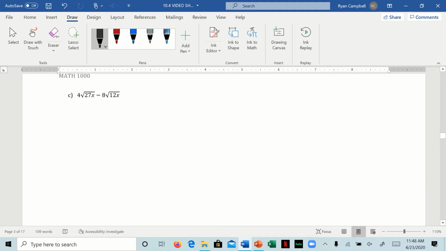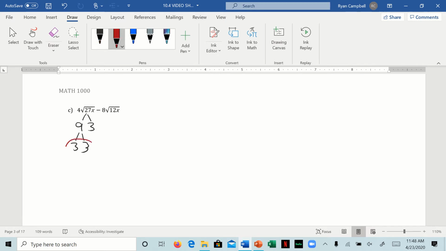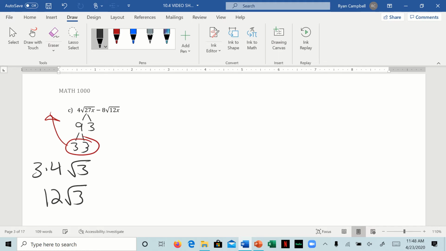Part C. So 4 square root of 27x minus 8 square root of 12x. So x can't simplify anymore. 27 is 9 and 3, 3 and 3. We can take out this group of 2 3s. So 3 times 4 times square root of 3. 3 times 4 is 12. So this is 12 square root of 3.